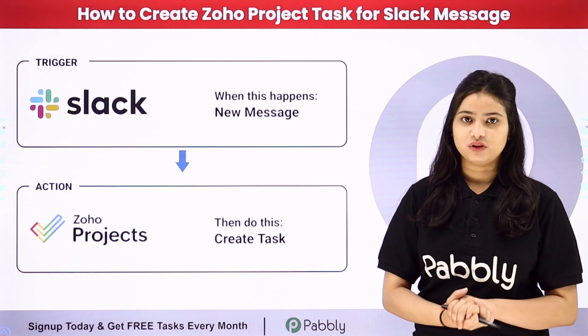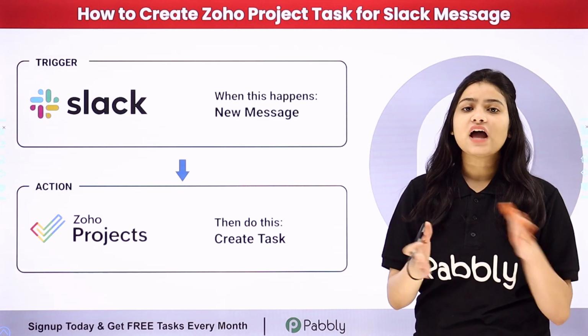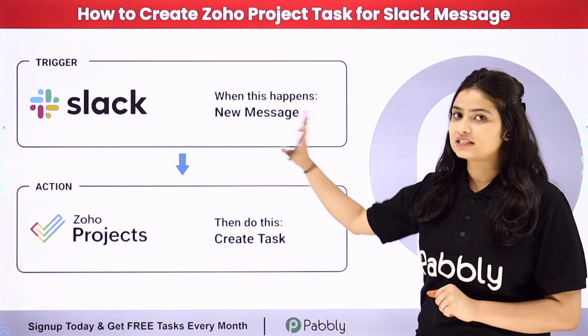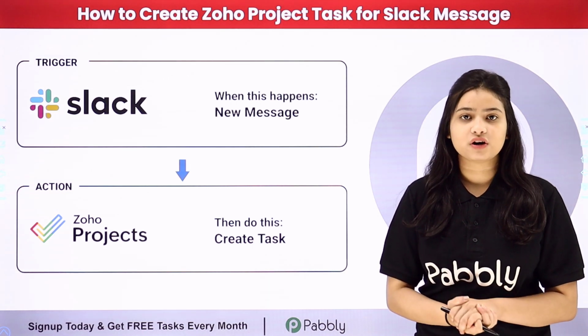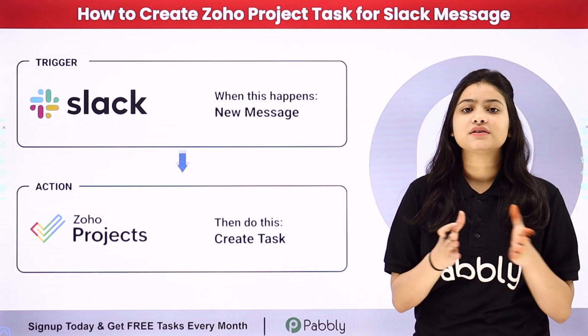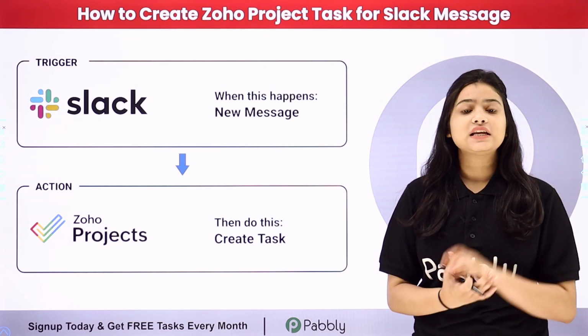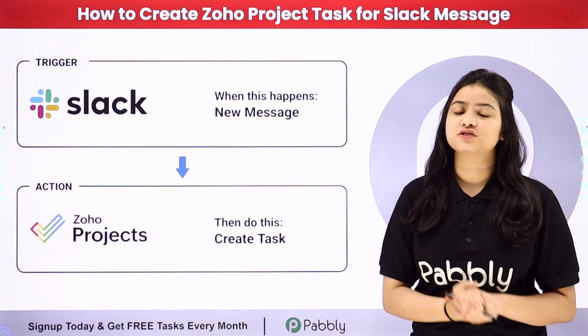In this video, we are going to learn how to create Zoho Projects tasks from Slack messages. So I have a community of my team members on Slack, and on that same community, we receive different tasks for different team members of my organization on a regular basis. Now my objective is that whenever a task is received as a Slack message, automatically that same task should be added in Zoho Projects, which is an amazing task and project management software.